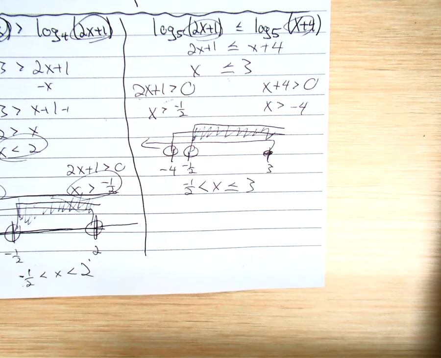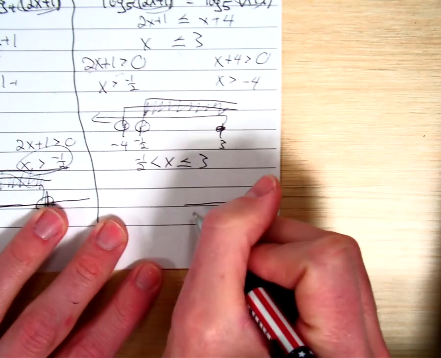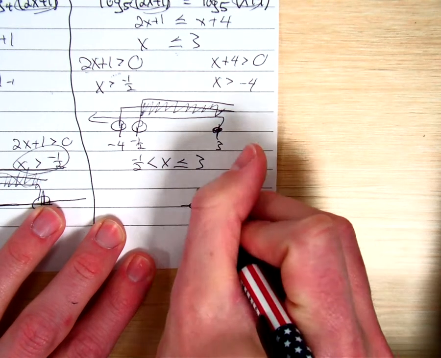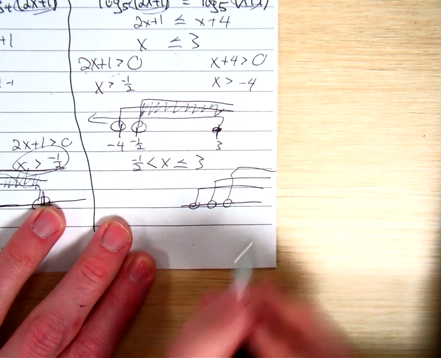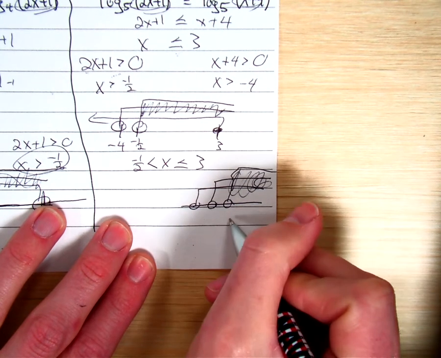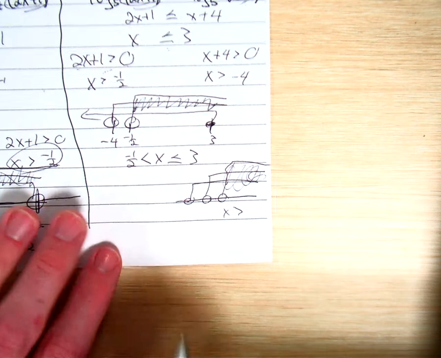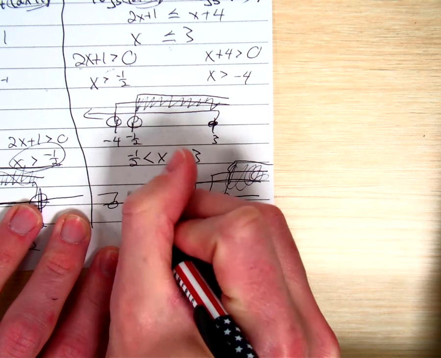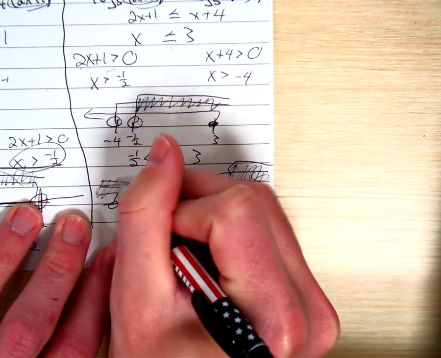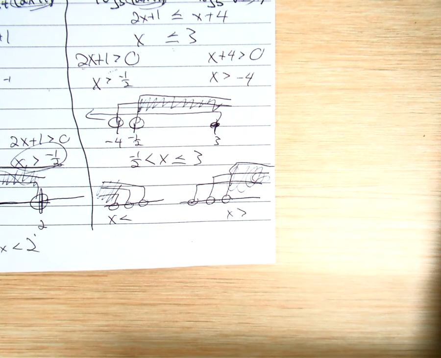Alright, it's not always going to be a between. You might come up with a situation where they're all going this way. Where are they all three overlapping? Out here. X would be greater than whatever this number is. Or they might all be going the other way. Okay, and they're all three overlapping over here. X is less than whatever that number is. Alright, it's not always going to be betweens.